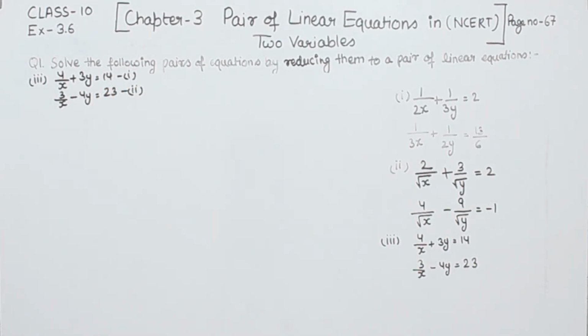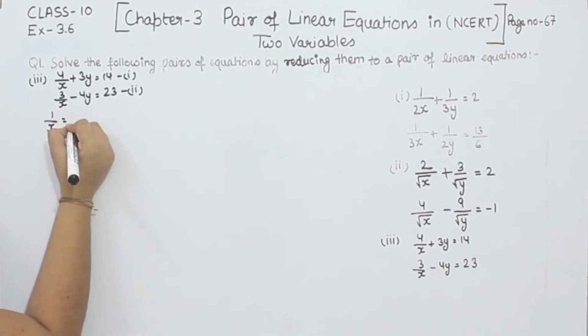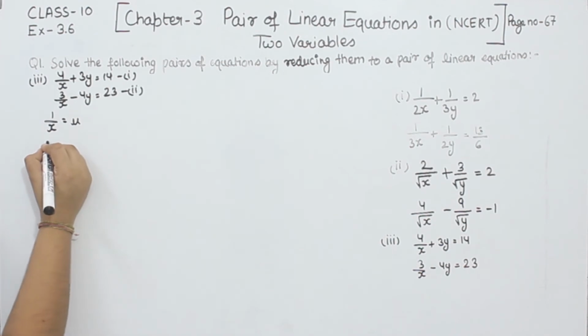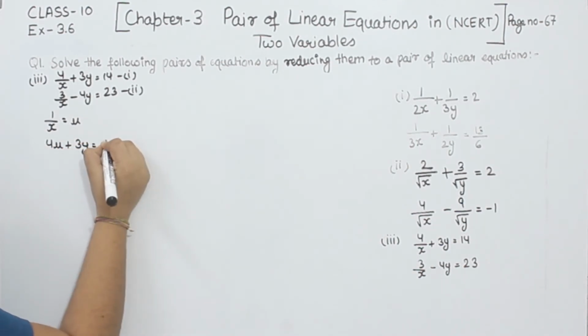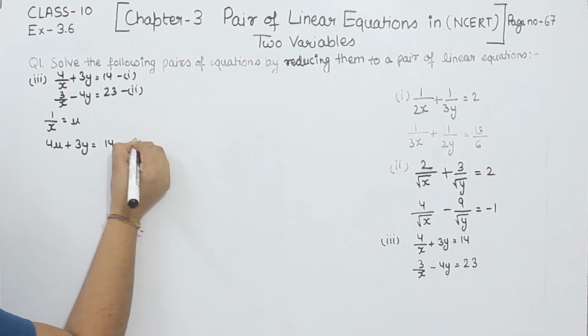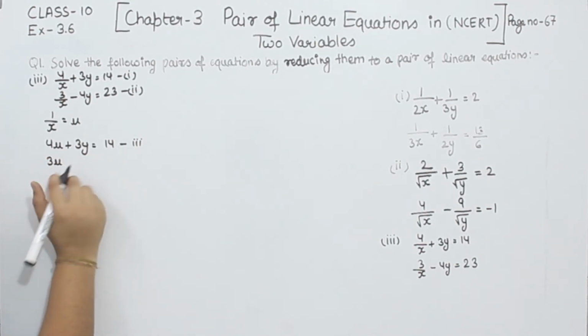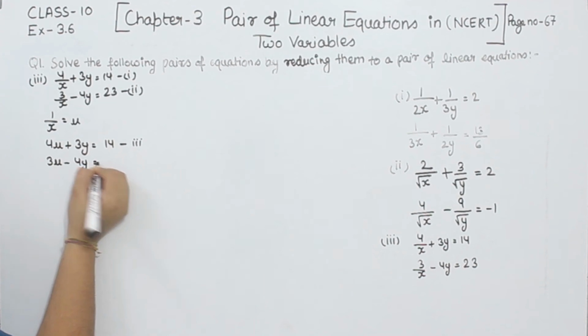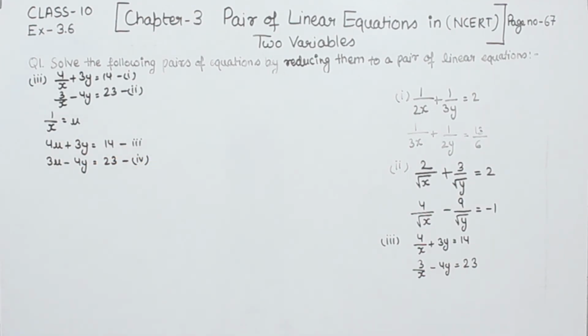Now we are going to convert this first of all into a linear equation. For that, I am going to convert 1 by x. We are going to let 1 by x be equal to u. So the equations we are having are 4u plus 3y is equal to 14. This one is equation number 3, and 3u minus 4y is equal to 23. This one is equation number 4. Now I am going to solve this by the elimination method.